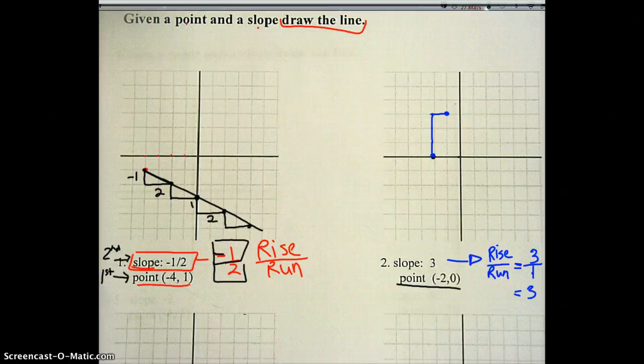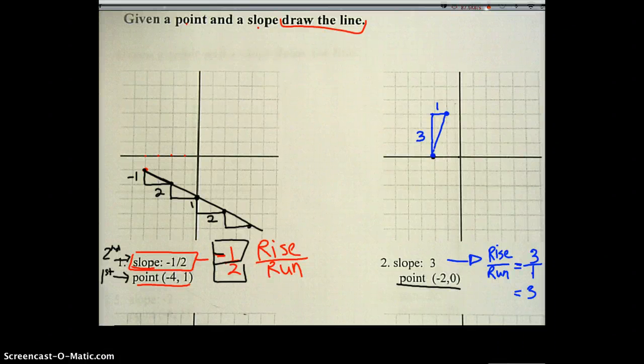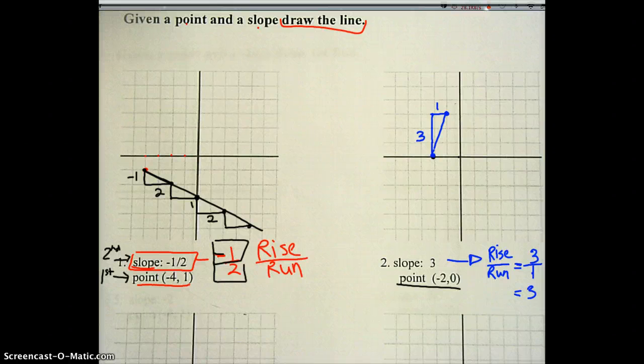There's another point. So that's a rise of 3, a run of 1. Take a look at my line. It's going in the upward direction, so I've got the right direction going on here. And I have a rise of 3 and a run of 1. So I'm going to do it again, up 3, over 1. There's my second point. So this is my line. I'm out of paper, so I'm going to just extend it, draw some arrows, and I'm good to go.